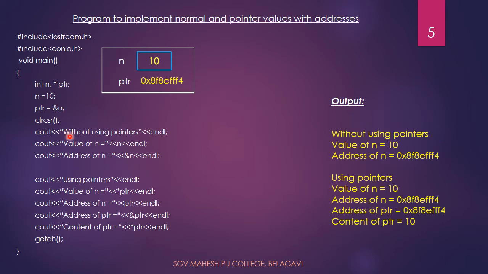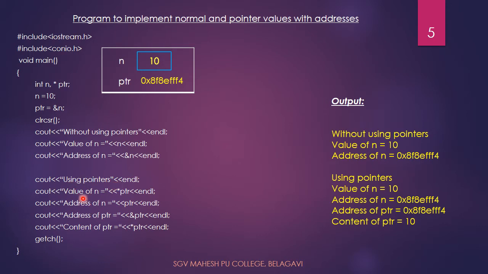Now I'm trying to display this without using pointers. What would be the value of n without using pointers, and what would be the address of n without using pointers? If I display the value of n, it will display the content of n, that is 10. If I display the address of n, it's ampersand n, this is the address of n. So when I display this, I get the address of n as 0x8f8ef4.